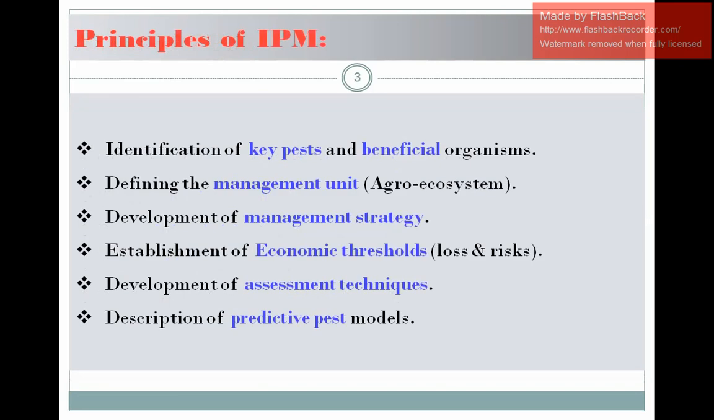Similarly, coming to the principles of integrated pest management system, the first principle is identification of key pests and beneficial organisms. Now, in a crop field, it is not necessary that there will be only pests. Definitely there will be some other insects also which might be beneficial for that particular crop field. So identification of the pest is one of the very key steps in integrated pest management system. Similarly, we have to identify which beneficial organisms are present in that particular crop field.